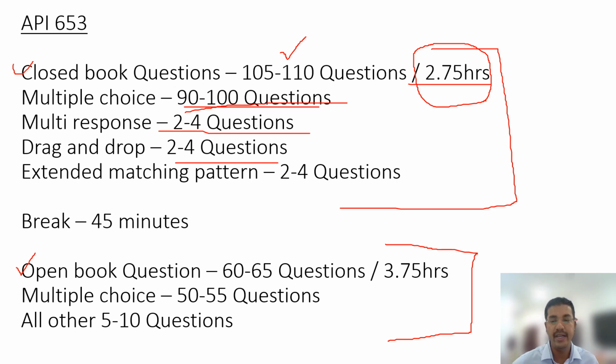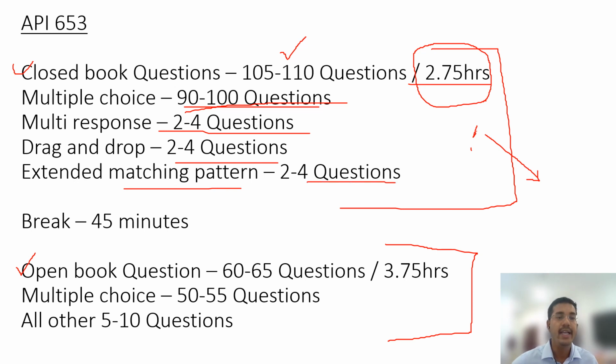Extended matching pattern. Extended, you have to put the arrow. There are 3 to 4 items on the left corner and 3 to 4 matching items on the right corner. So you have to put an arrow mark. So that is called extended matching pattern. Suppose this is 1, 2, 3, 4, there are 4 questions. Then here 1, 2, 3, 4. So you have to join them with arrows. So that is called extended matching pattern. So 2 to 4 questions.